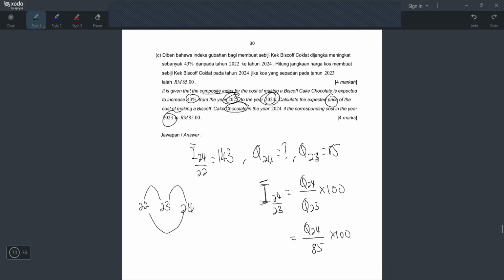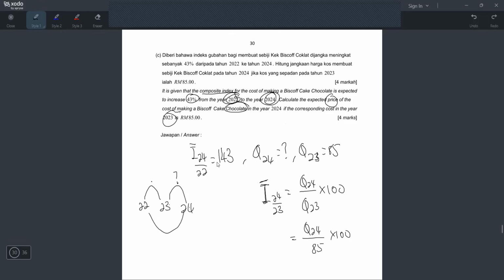And since I'm finding composite index for 24, 23, which is here, it means here and here also I have to put in the composite index. You understand? You can't put I here, you cannot. You have to put I dash also, which is the composite index, right? It means the smiley face method you can use to find I, you can also use it to find I dash, right? So now I'll use it to find I dash.